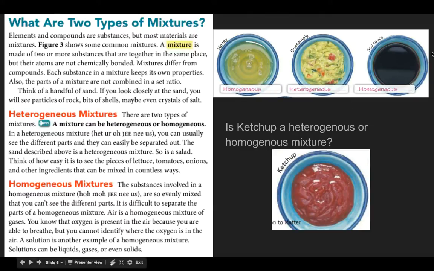All right, here are some of your examples up here, and I want you to record them in your book. Honey is a homogeneous mixture. As you can see, it's mixed evenly throughout. You can't see different parts separated. A heterogeneous mixture would be an example like guacamole. You can see that each part isn't even, and you can see the different chunks in there. Soy sauce is a homogeneous mixture. Everything's evenly mixed. You can't easily separate each part of it. Is ketchup a heterogeneous or a homogeneous mixture? I want you to answer this one on your own.